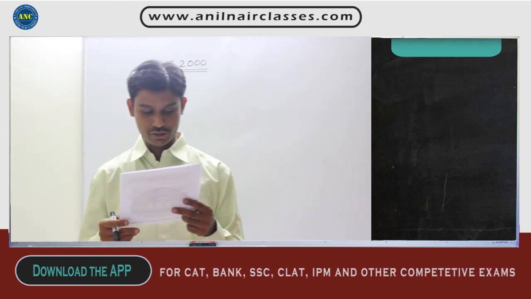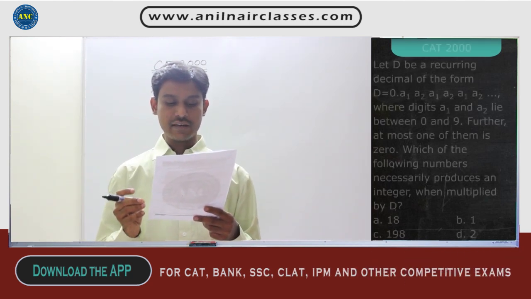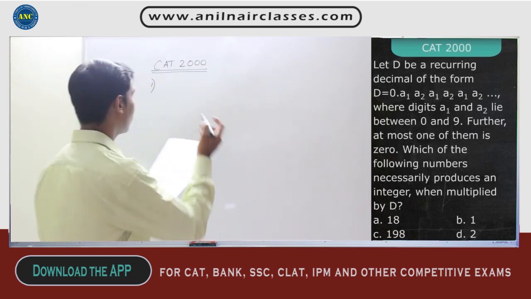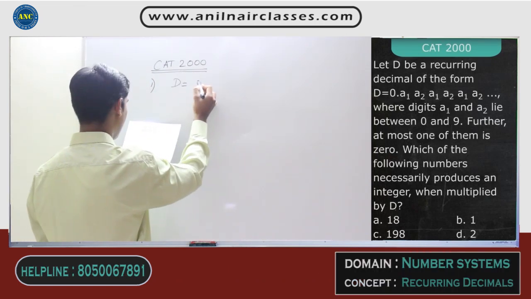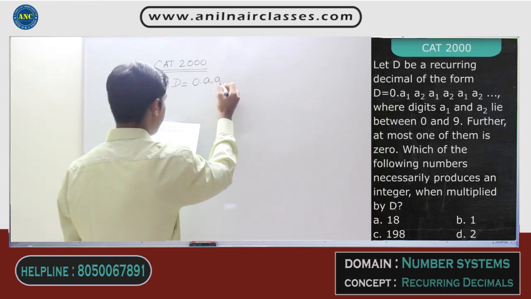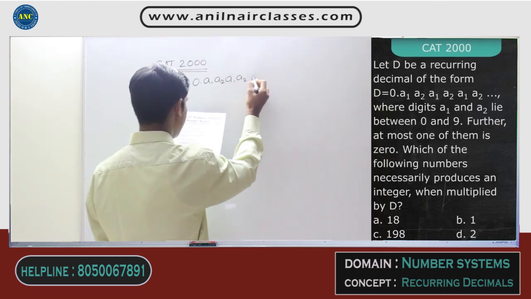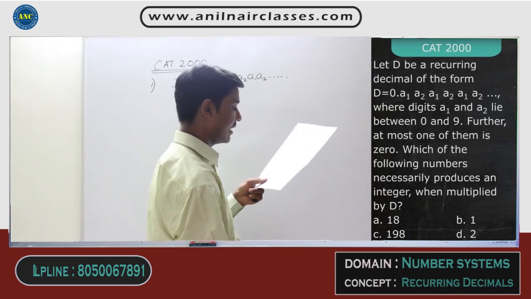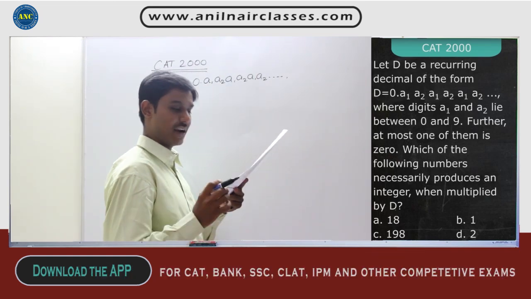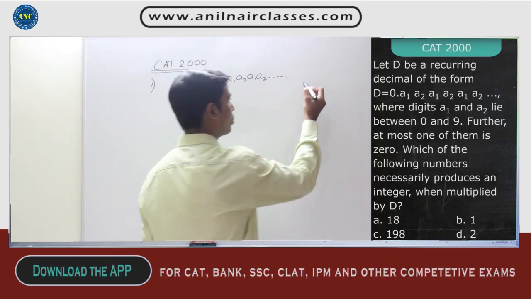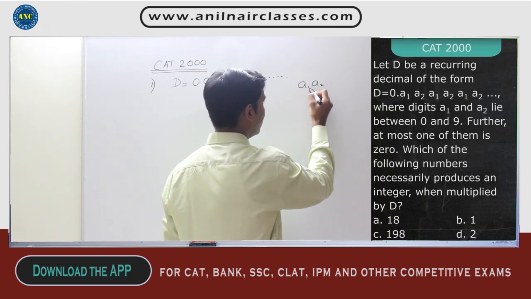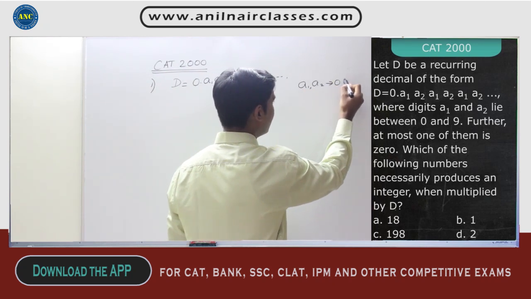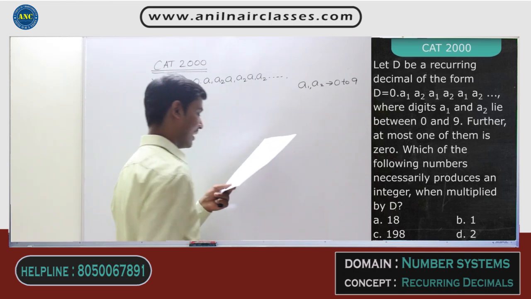Now, please see the first question. Let D be a recurring decimal of the form D equals 0.A1 A2 A1 A2 A1 A2, and it keeps on continuing, where the digits A1 and A2 lie between 0 to 9. That is what they are telling.